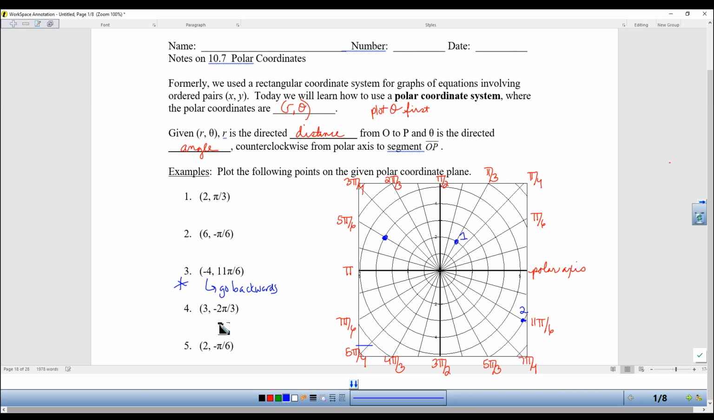And then on this one, I go to the -2pi/3. Again, remember that just means clockwise. So I go to -2pi/3, so it's somewhere on this line. And then I go out 3. 1, 2, 3. And this one is number 4. I forgot to label this one 3. And last, (2, -pi/6). So -pi/6 is this way, but it's only 2 out. And that's how you plot them. It's very straightforward.